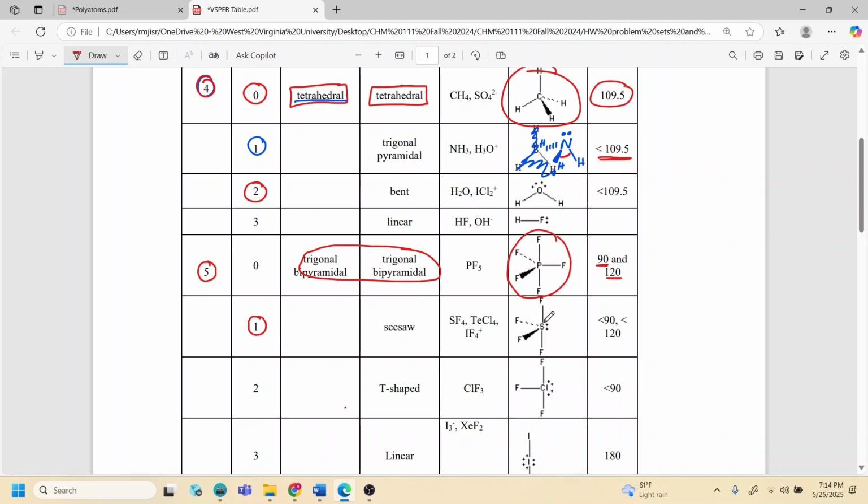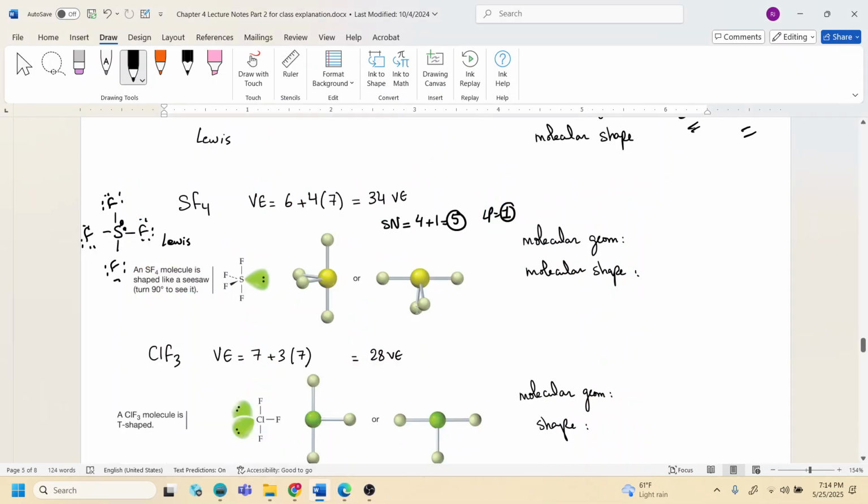The seesaw needs to have 2 bonds in plane, one behind and the other one in front, and you have the lone pair, of course, on the central atom. For the bond angles, you have 2 bond angles in there between the fluorines and between the other 2 fluorines. So it's going to be less than 90 and less than 120 because of the presence of 1 lone pair. So it's going to be less than the ideal one.